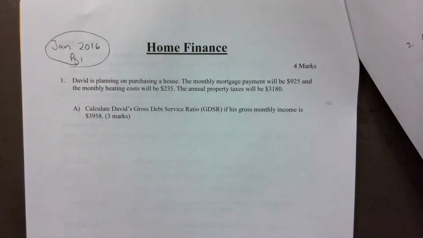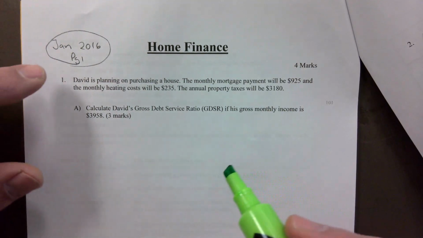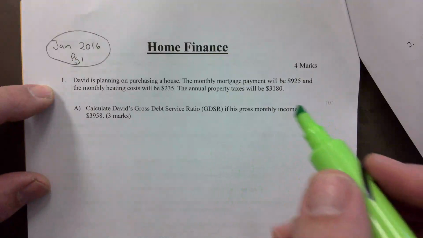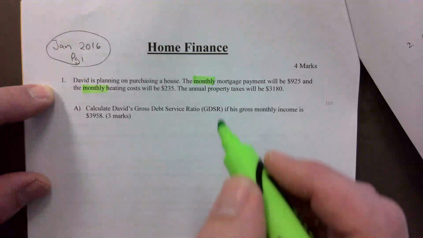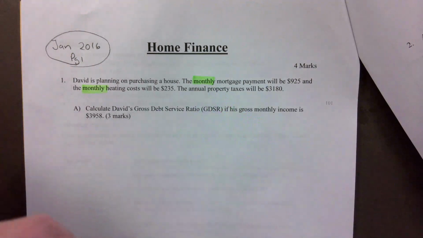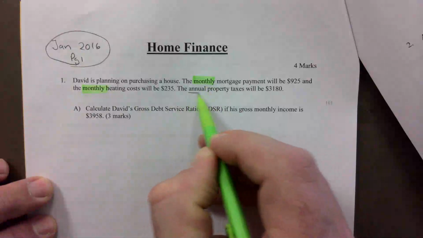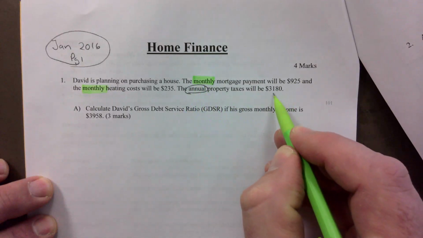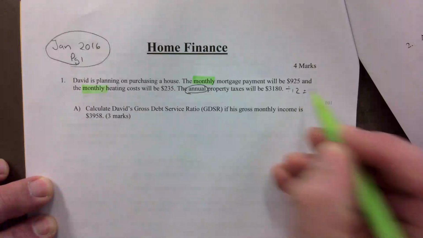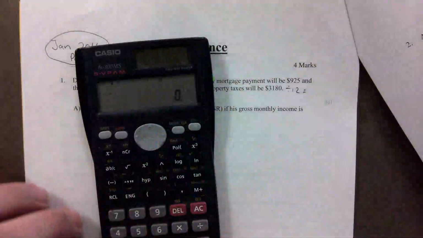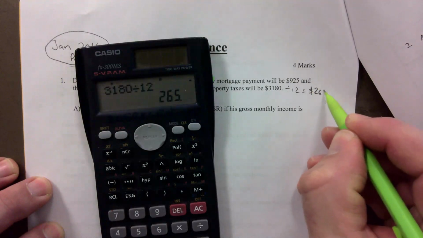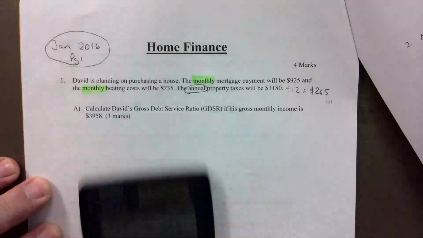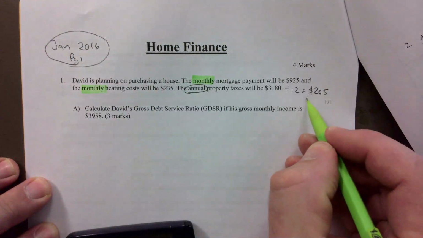All right, I'm just going to go over it. The thing with GDSR is everything has to be a monthly amount. So monthly mortgage payment, monthly heating, annual property taxes. So that's the problem right there. You need to divide this by 12 before you do anything else. Okay, so 3180 divided by 12, that's 265, and it's a round number, so we're happy about that. So this is the monthly amount.